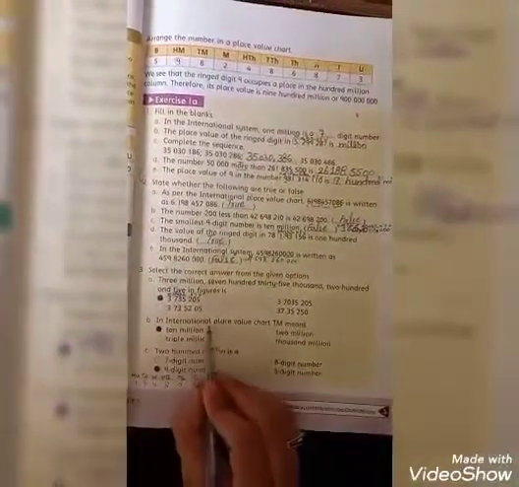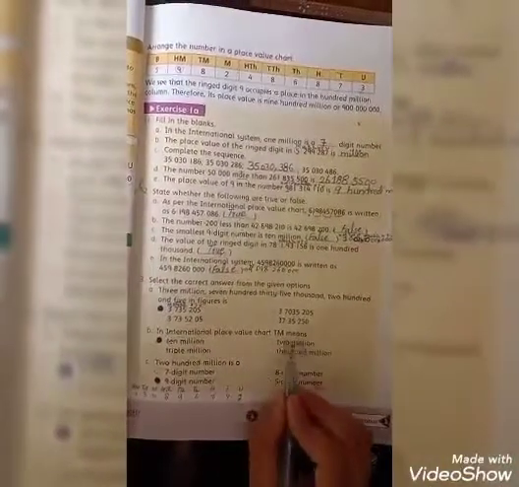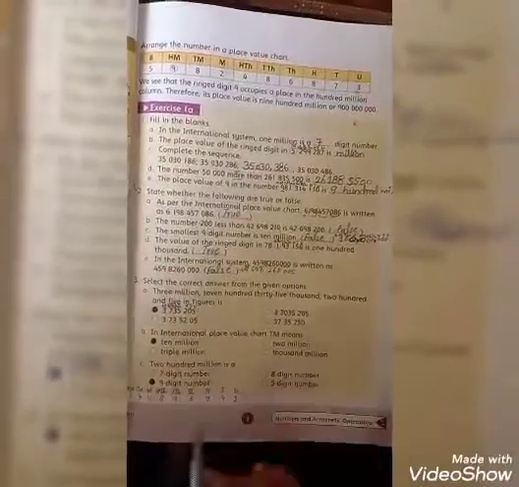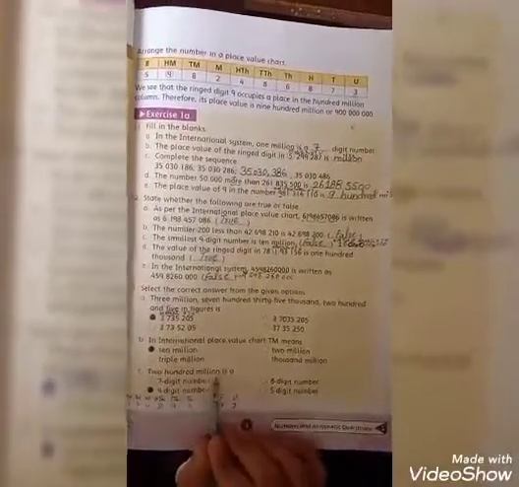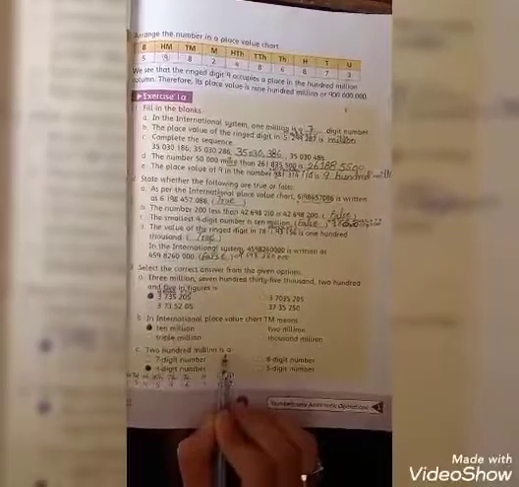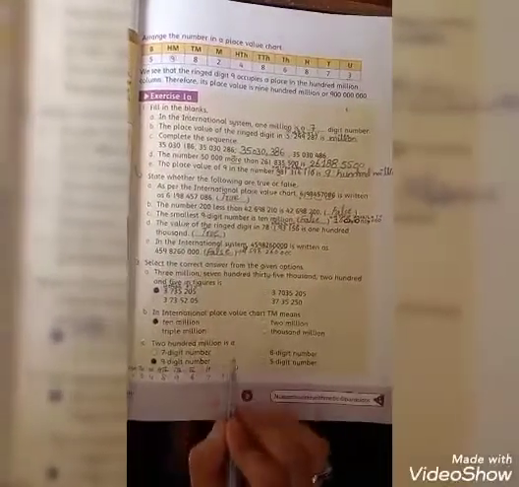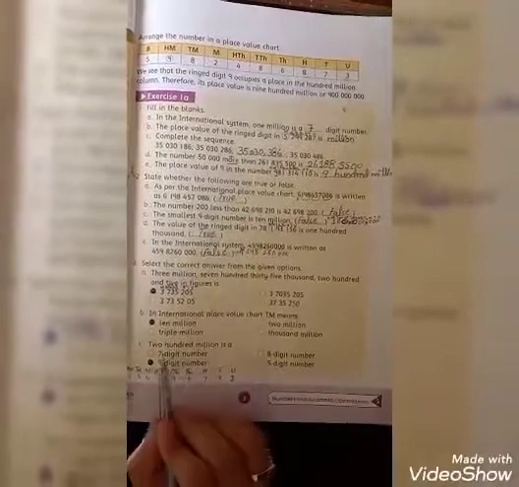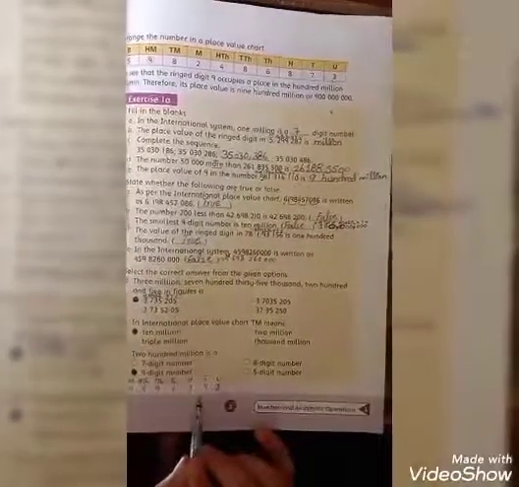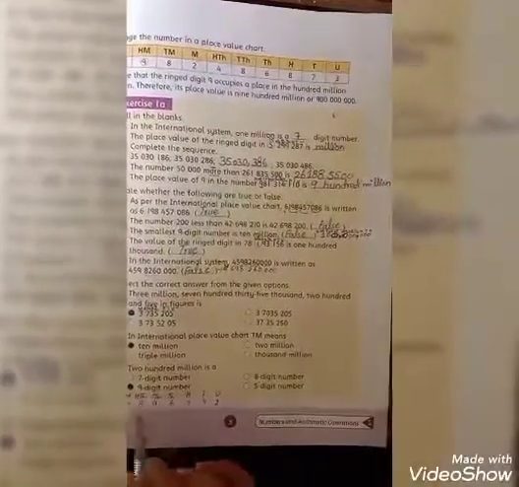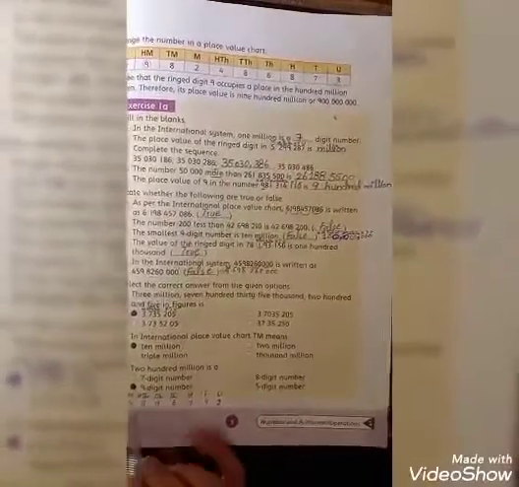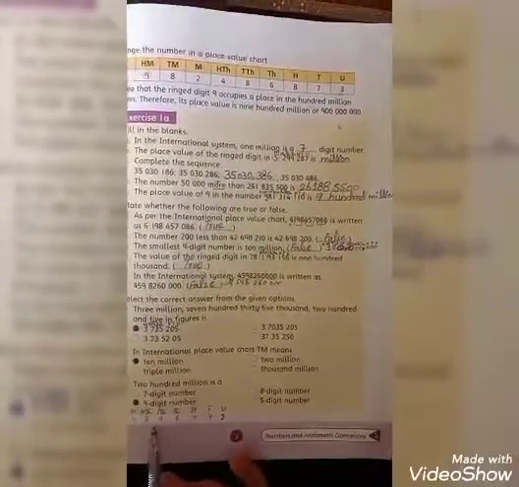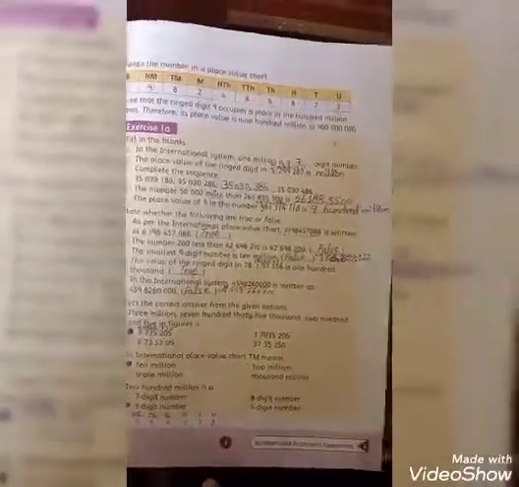Next is B part. In the international place value chart, TM stands for ten million. Next is C part. 200 million is a dash digit number: 7 digit, 8, 9, 5. The 200 million has 9 digits. For example: unit, tens, hundreds, thousands, ten thousands, hundred thousands, million, ten million, hundred million. So total digits are 1, 2, 3, 4, 5, 6, 7, 8, 9.